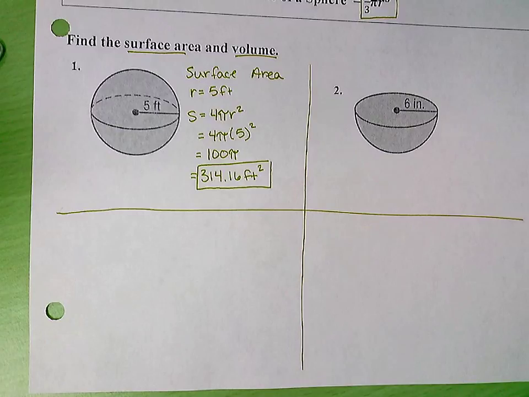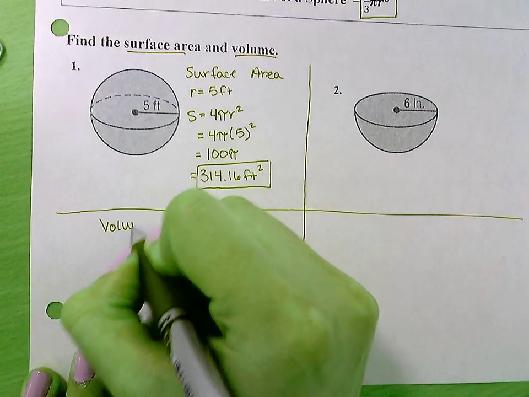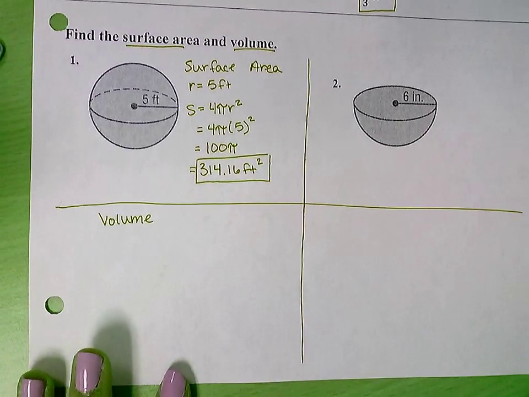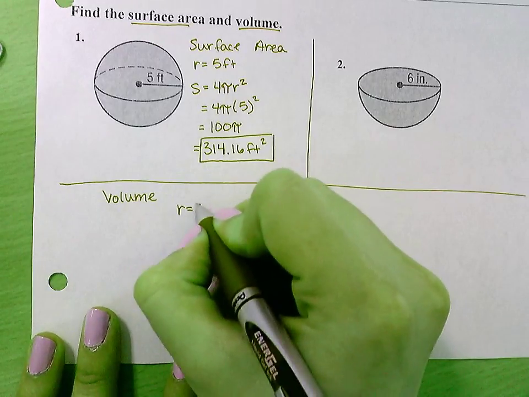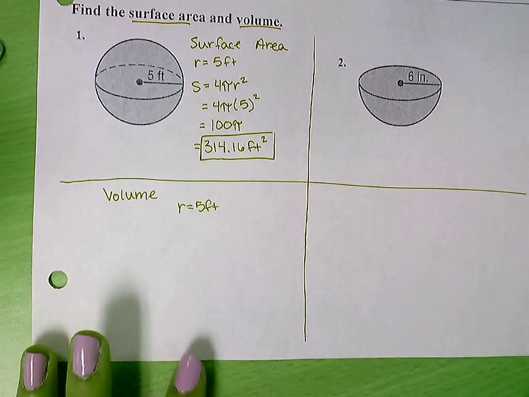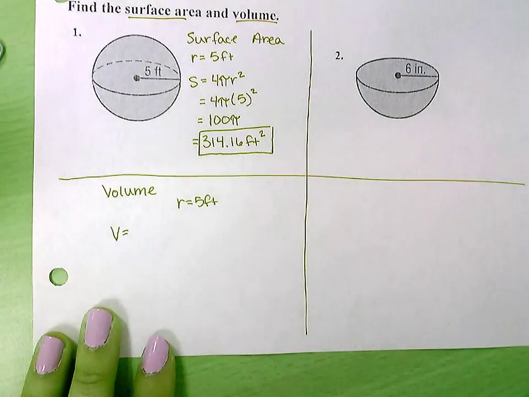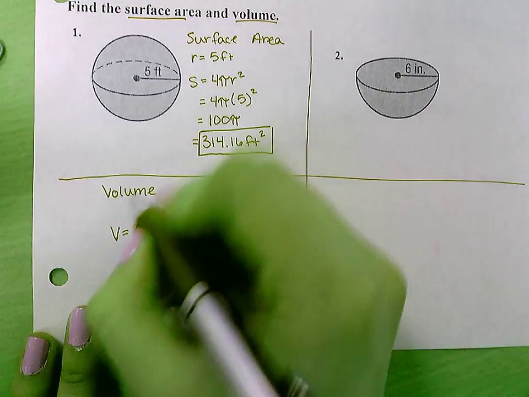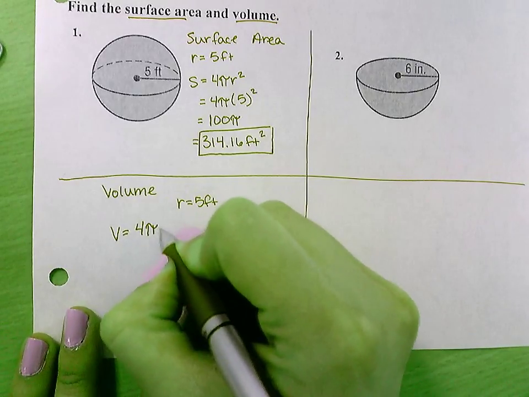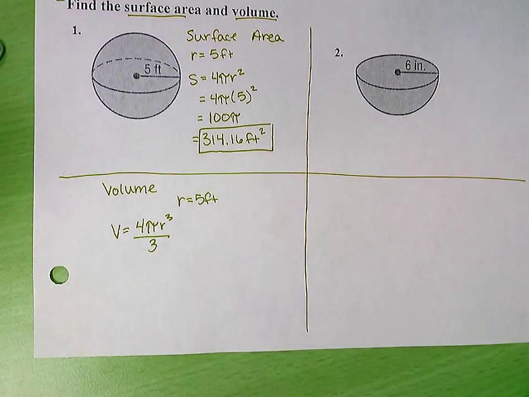Okay, so next for number 1, what we want to do is find the volume. Okay, so in this second section here, I'm going to find the volume of this sphere. So again, I need the radius, which is 5 feet. And then I can just use that volume formula. Okay, again, that formula, I'm going to write it as 4 pi r cubed divided by 3. Okay, so just like your pyramids and cones, this one is divided by 3.